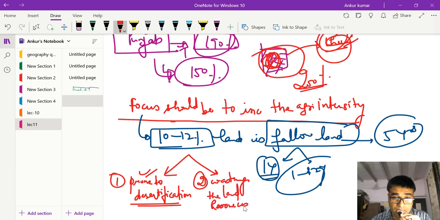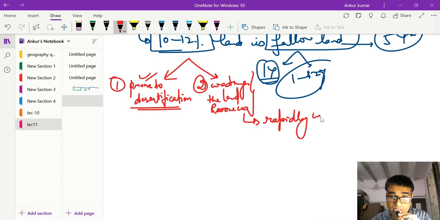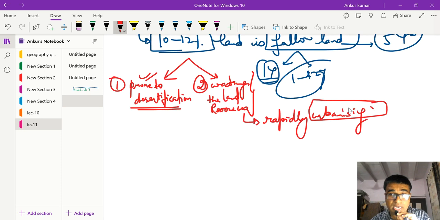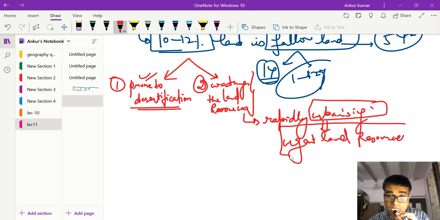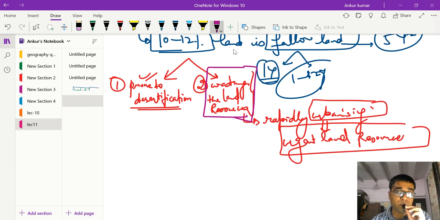As we know, India is rapidly urbanizing, and for this urbanization we need land resource. Urgent land resource is required, and you are vacating the land which is available to you. So that means you are wasting the land. So we must increase the agriculture intensity.